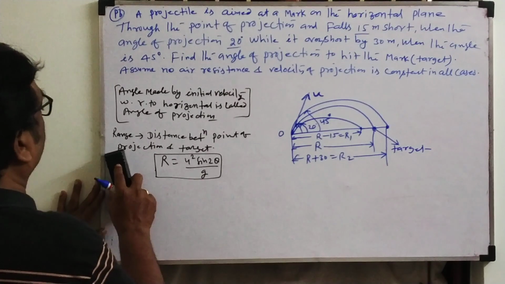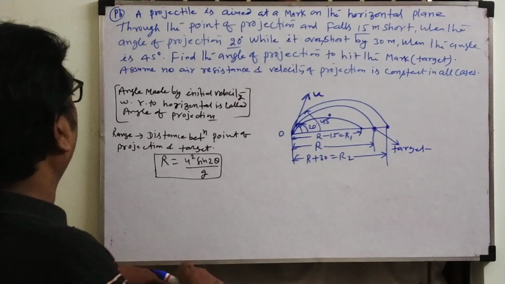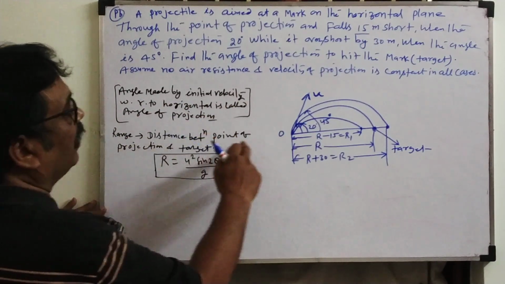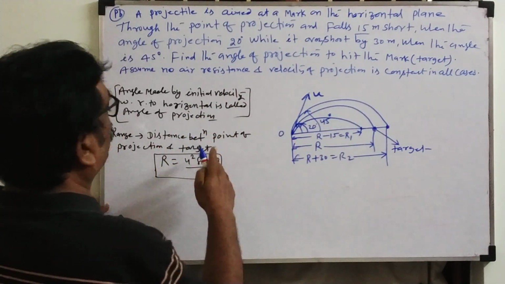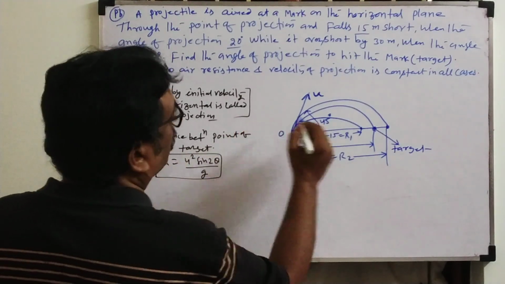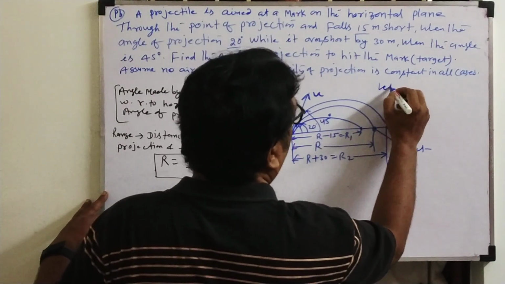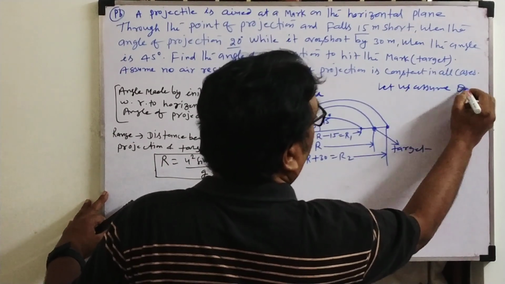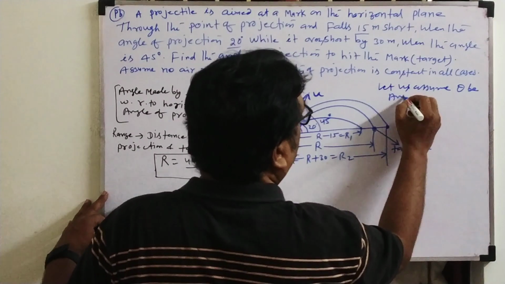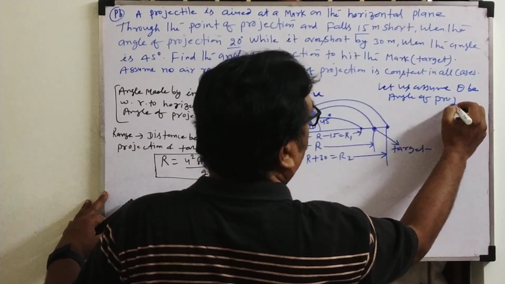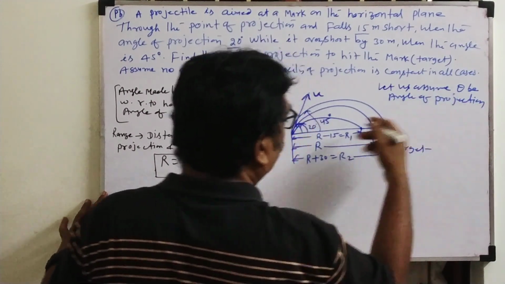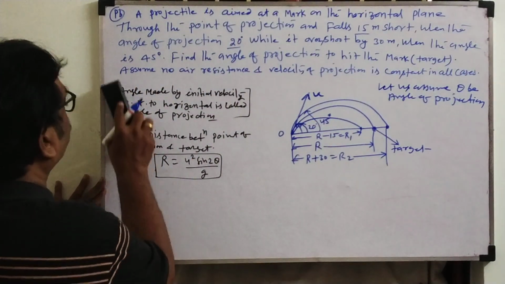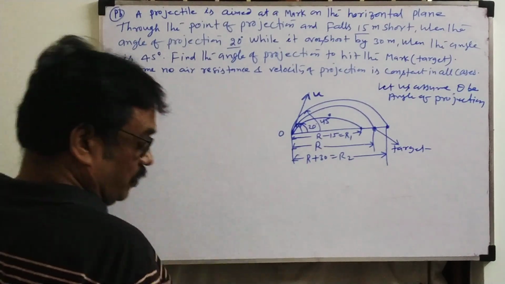Okay, so what will I write? I wrote this definition: the angle made by the initial velocity with respect to the horizontal is called the angle of projection. Let us assume theta be the angle of projection. You can assume alpha also as the angle of projection, theta whatever. Okay. Now, what is case 1?